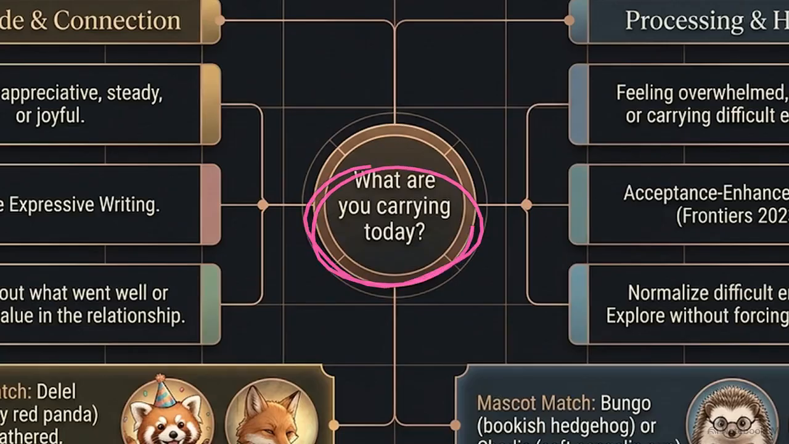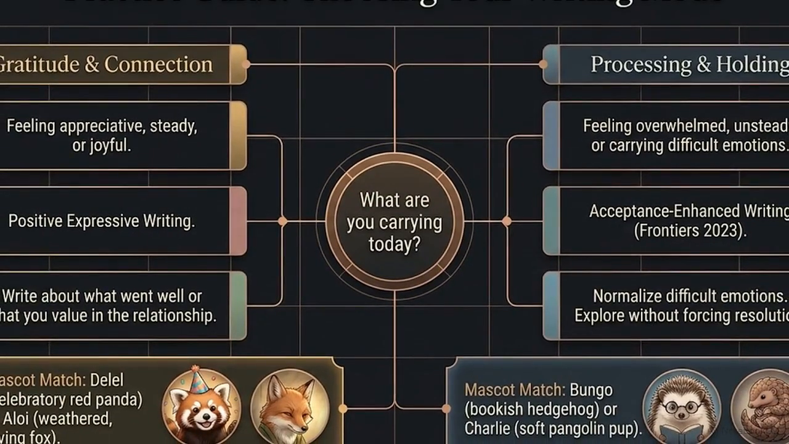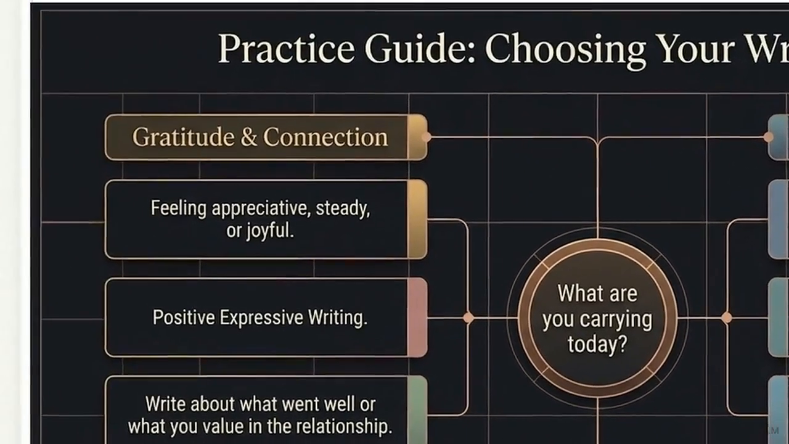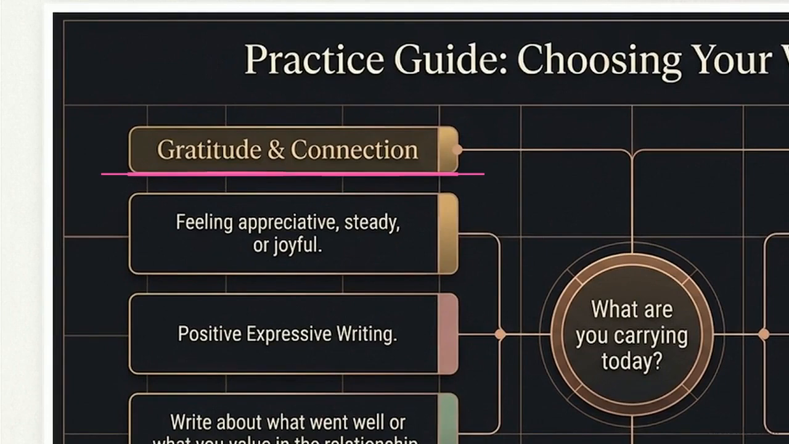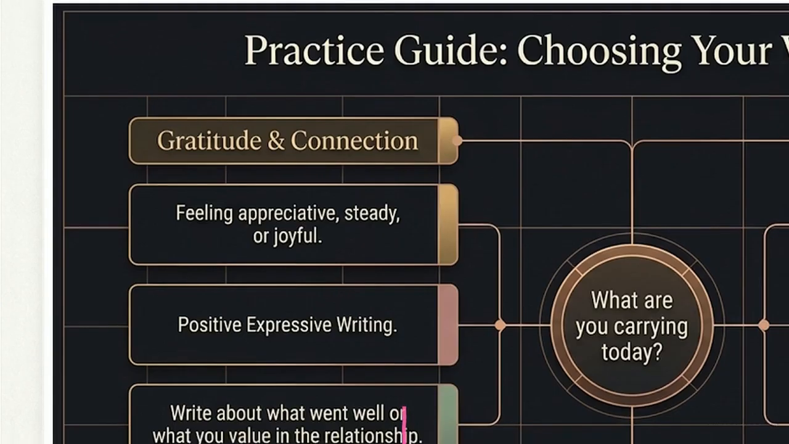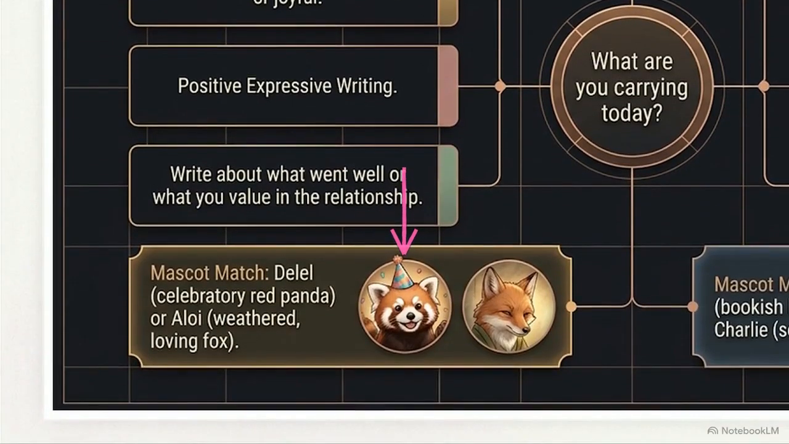This practice guide starts with the central question: what are you carrying today? Identifying your emotional capacity before writing helps choose a framework supporting your long-term wellness. When feeling steady or joyful, follow the left pathway for gratitude and connection, triggering positive expressive writing. The guide suggests matching this state with a specific mascot, like Dalel, the red panda, assigning a digital transitional object to safely hold your entry's emotional weight.